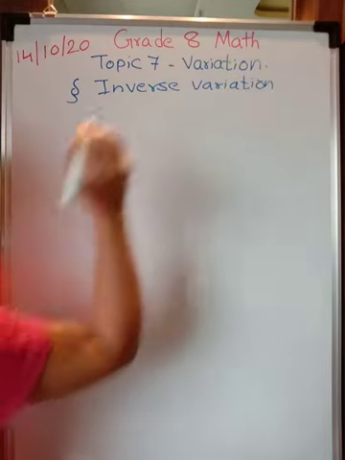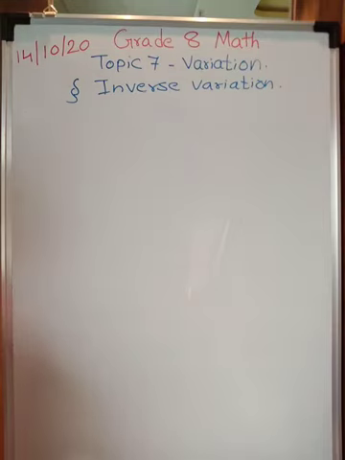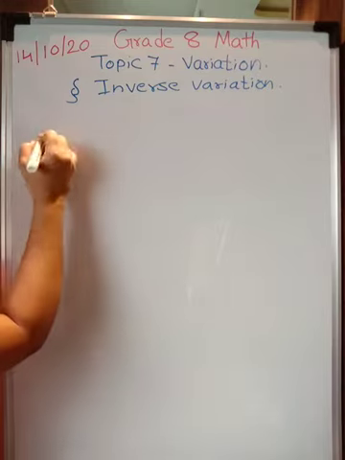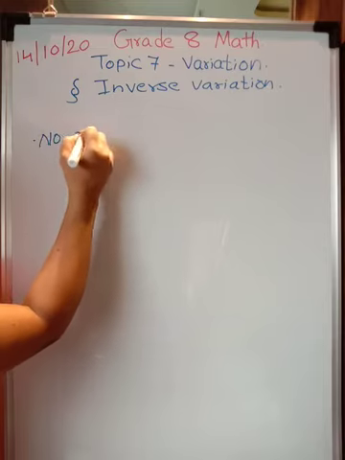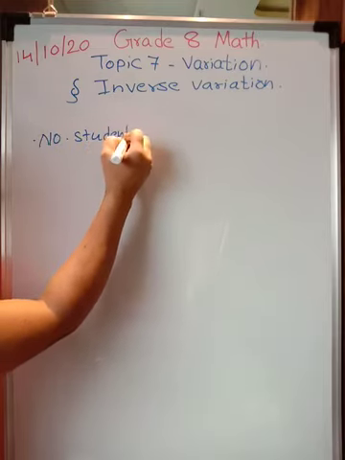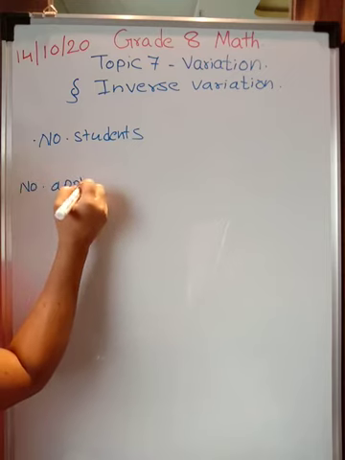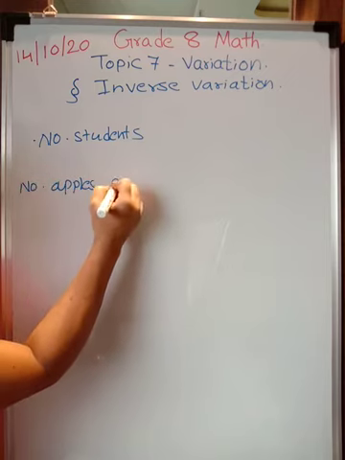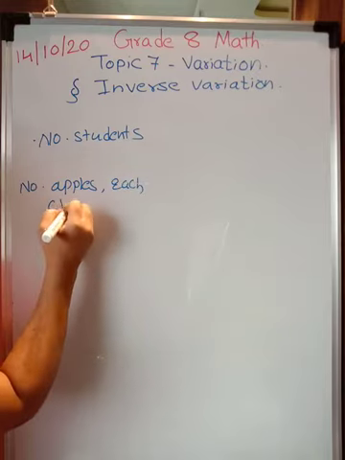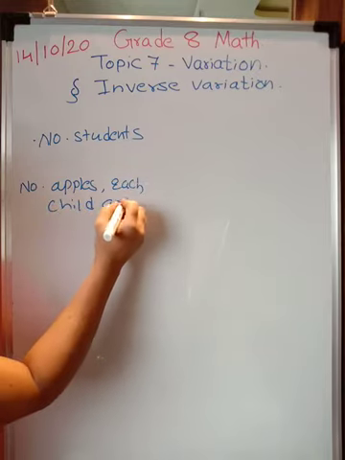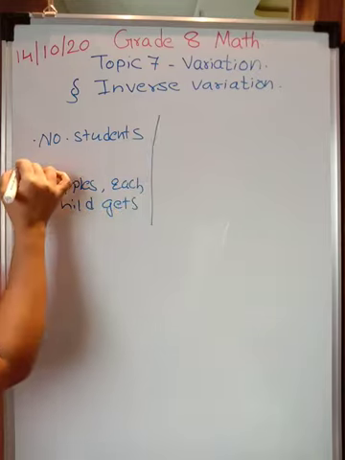Now suppose I have 20 apples with me, and I am going to distribute them among a certain number of students. Let us see how many apples each child is getting. So here is the number of students or children, and the number of apples each child gets. These are the two parameters.